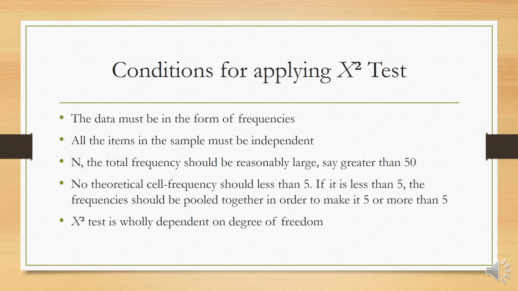Now the conditions for applying the X² test. The data must be in the form of frequencies. Secondly, all the items in the sample must be independent. Third, the total frequency should be reasonably large, say greater than 50. Fourth, no theoretical cell frequency should be less than 5. If it is less than 5, the frequencies should be pooled together in order to make it 5 or more than 5. The X² test is wholly dependent on degrees of freedom.